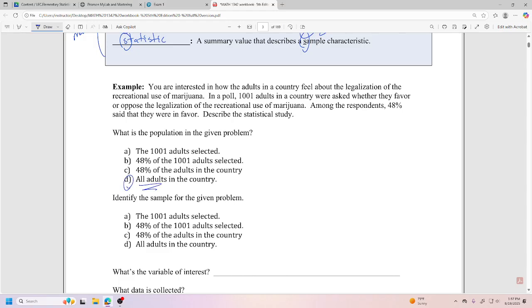You're wanting to say legalization in the country, right? In the country. So the population would be everybody. But then what would be the sample in this particular case? Right. So that's the 1,100 adults selected, right?